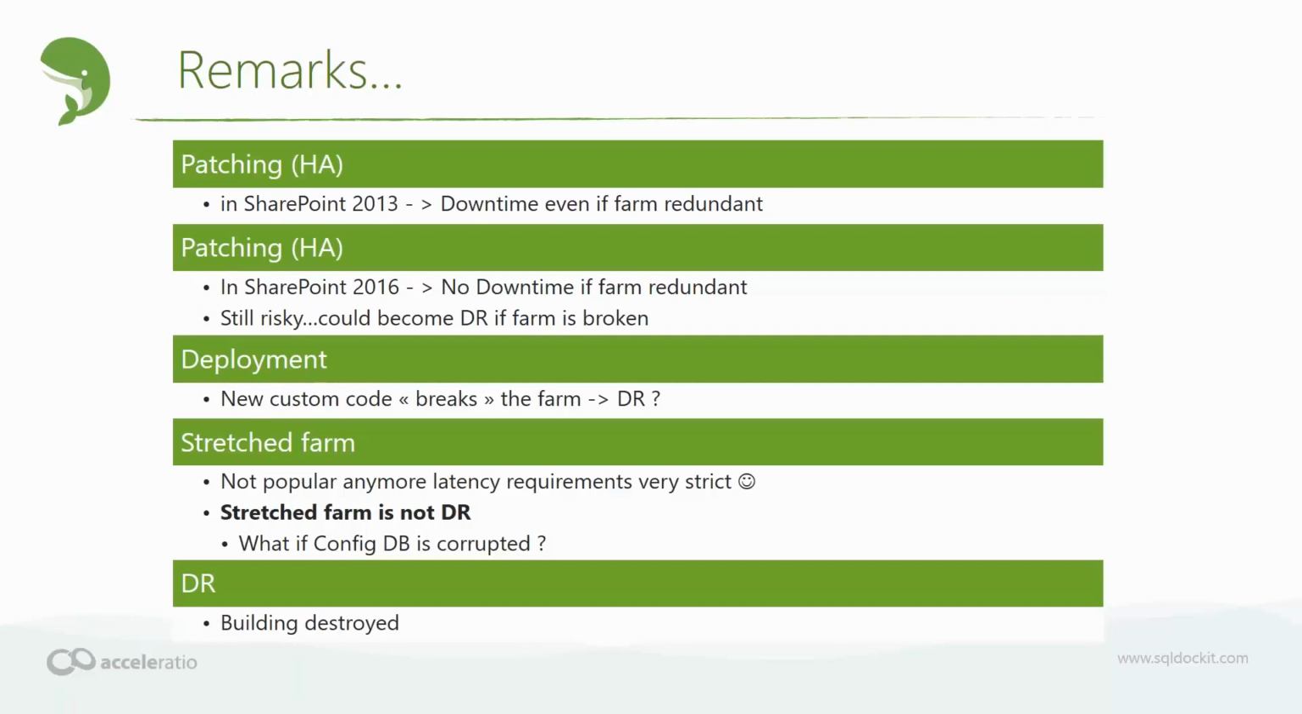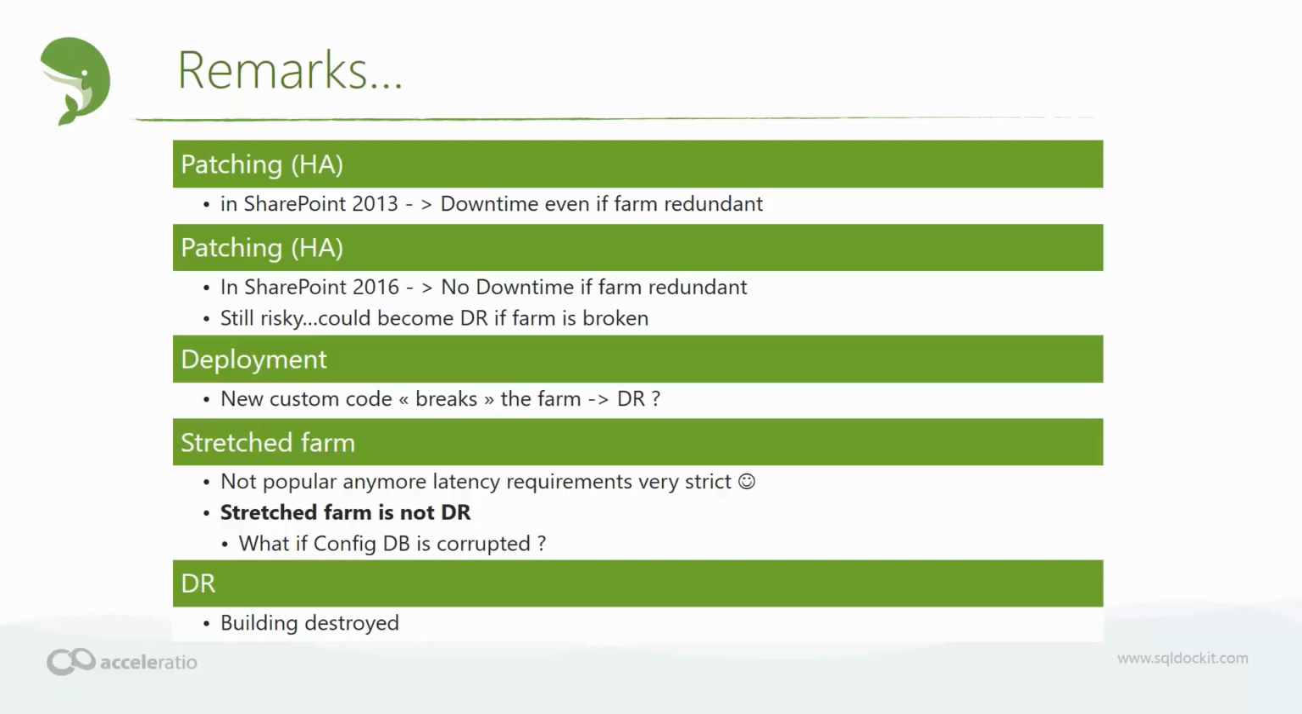Okay, so now what about SharePoint and business continuity? As I told you before, the difference between HA and DR, disaster recovery, is not always easy to distinguish. Let's take the case of patching, for instance. Patching is a typical HA situation. In SharePoint 2013, you might experience downtime. Even if your farm is redundant, so if you duplicate all the SharePoint servers, you will have downtime. But in SharePoint 2016, we have zero downtime patching. So if your farm is redundant, you get zero downtime patching.